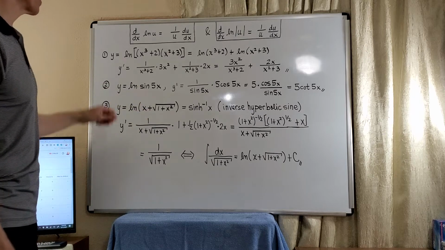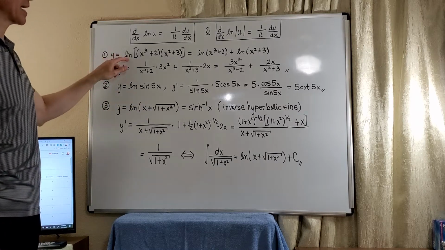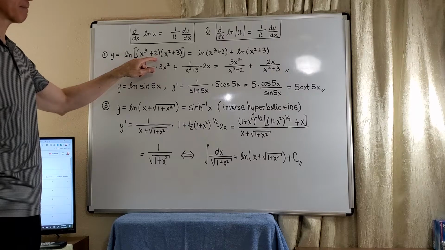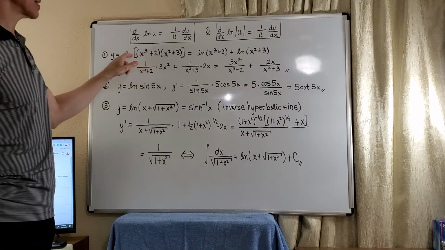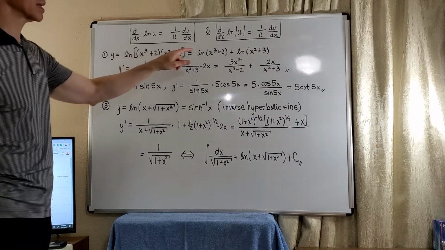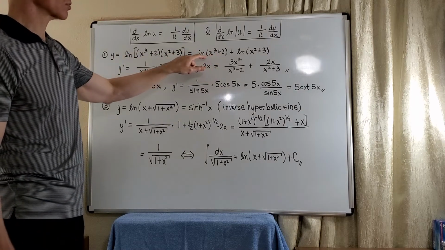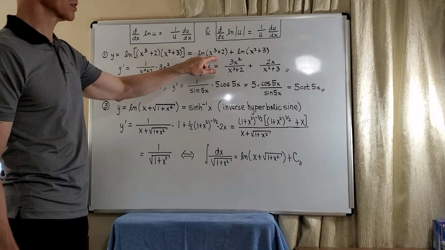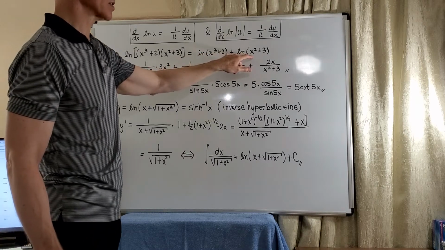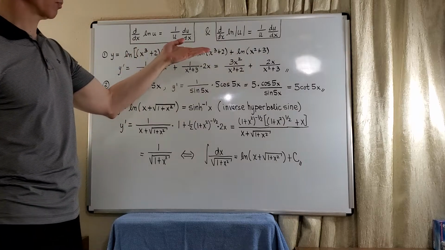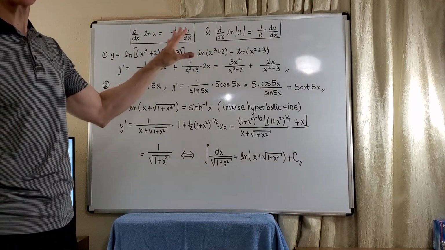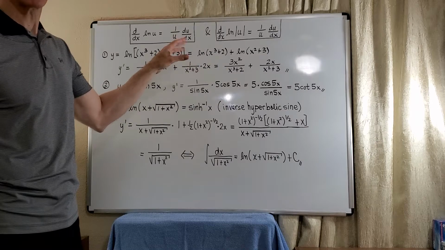So for instance, for the first problem, we have the natural log of a product. So what we can do first is use the identity that says the natural log of the product is the sum of logs. So this will give us the natural log of x cubed plus 2 plus the natural log of x squared plus 3. And again, this would work with the power rule, it could work with the quotient rule. All of these nice identities for logarithms you can use.